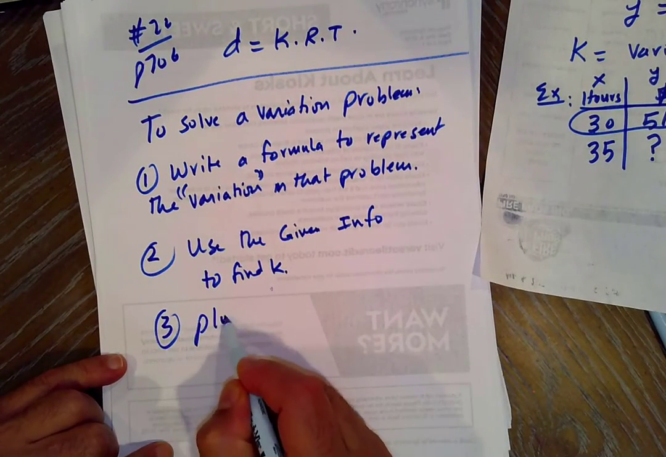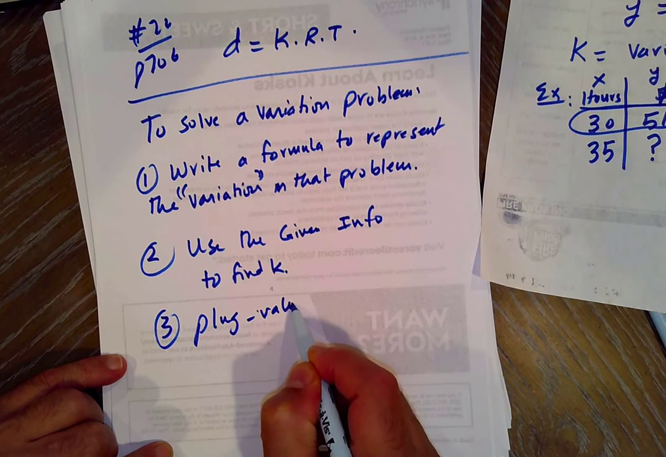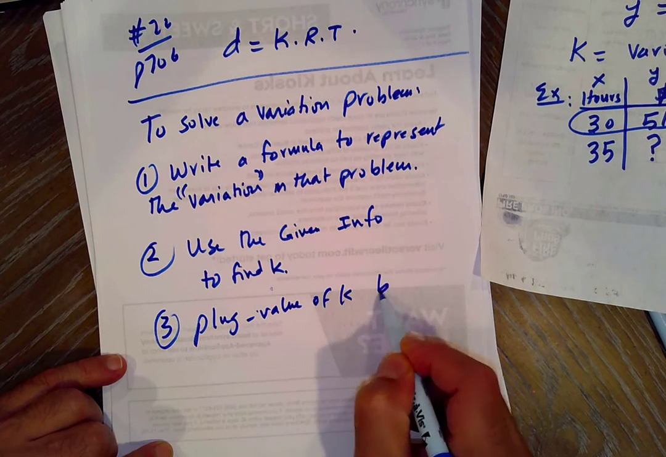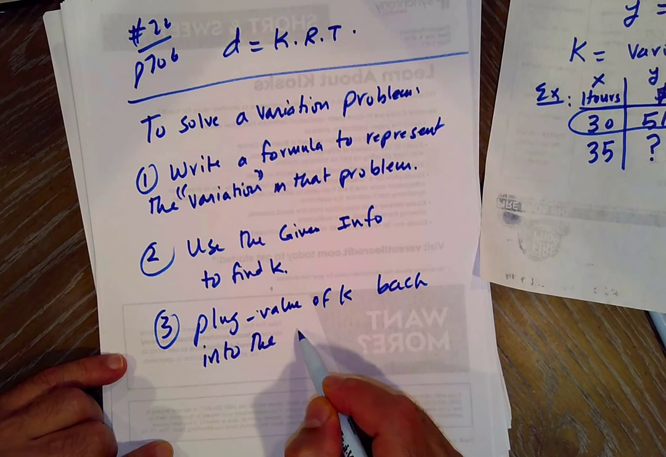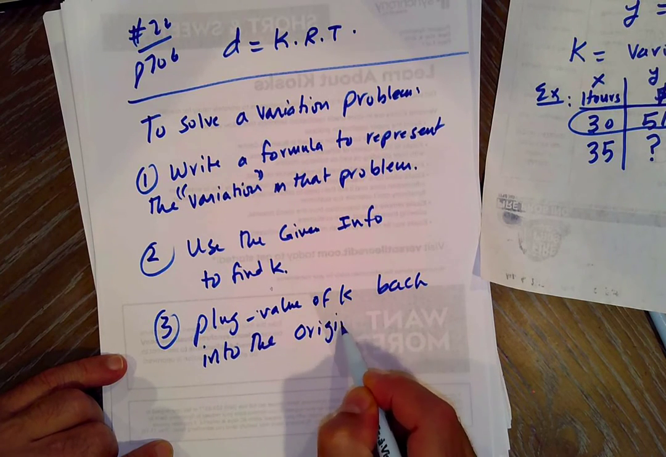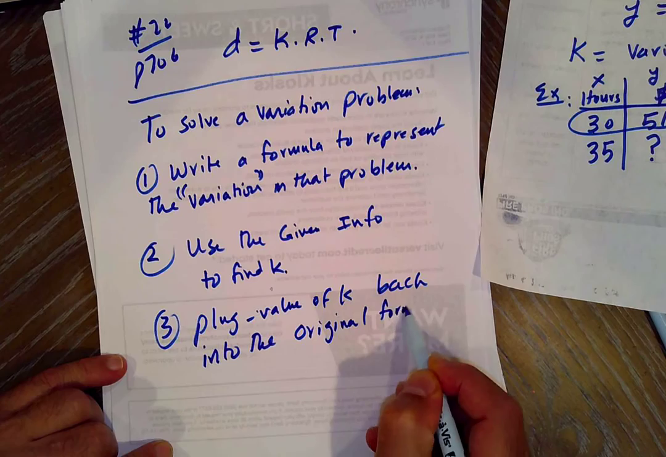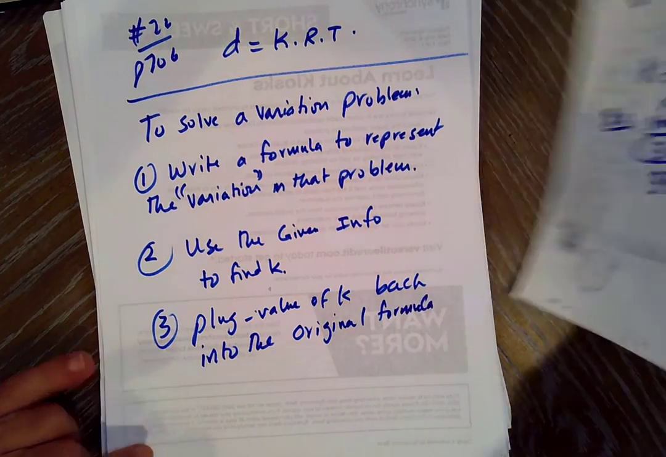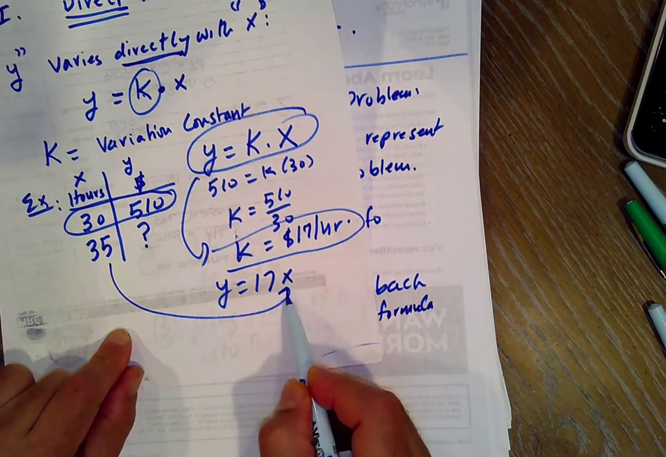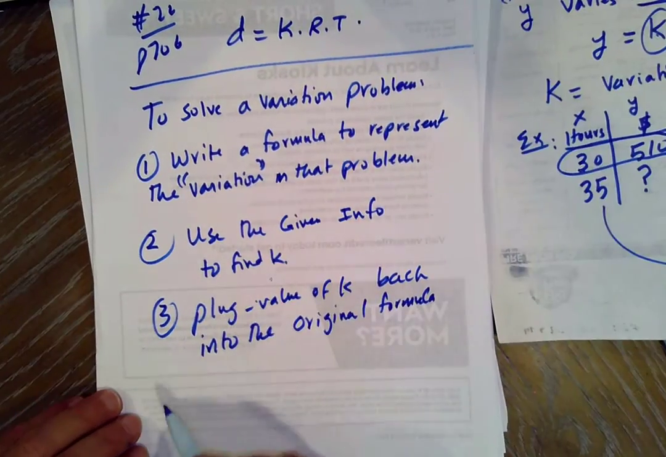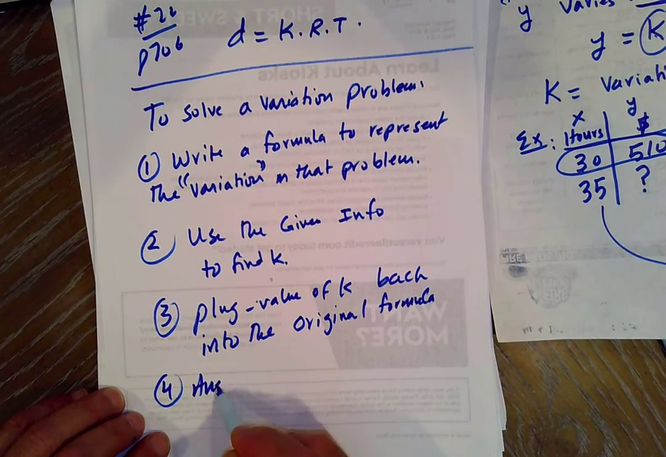Plug the value of k back into the original formula. Once you plug the value of k, you get a formula. Now you can answer the question. Now you can put the 35 in there and answer the question.